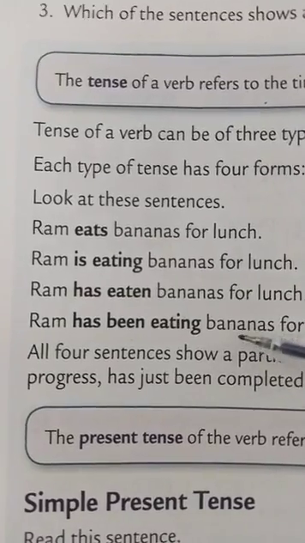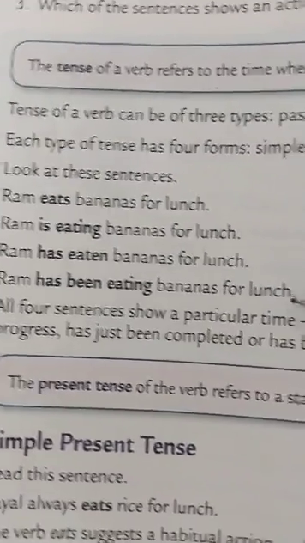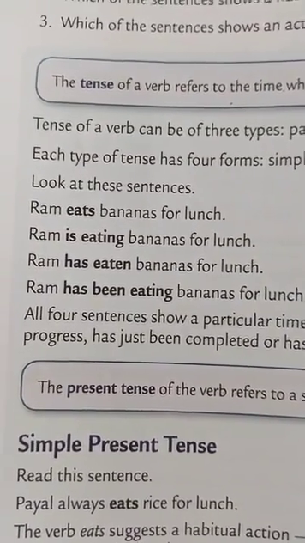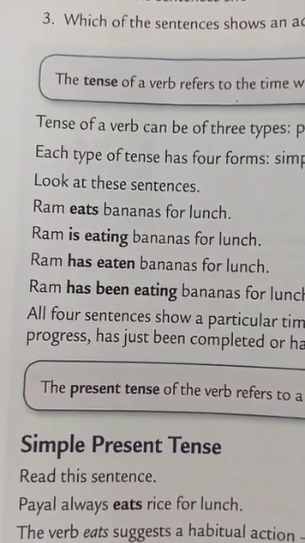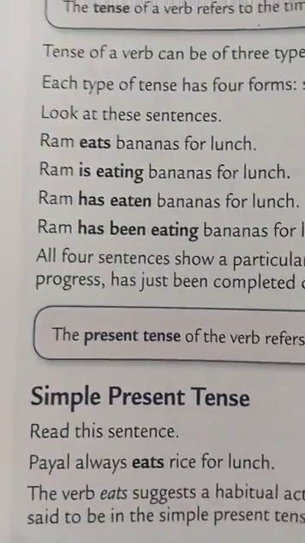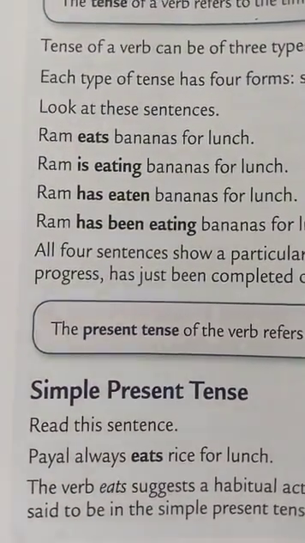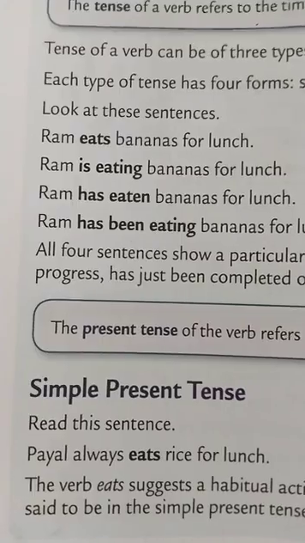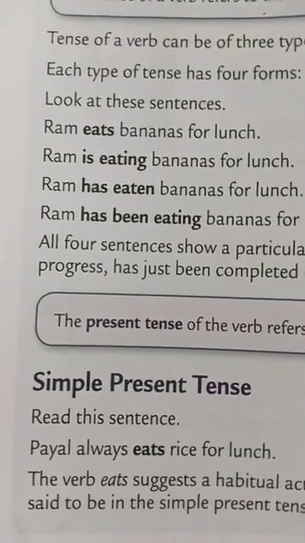And Ram has been eating bananas for lunch. In this sentence, the verb has been eating tells us that the action has been going on for a while. Okay, so I hope that you must have understood how the verb of tense tells us about the time when the action is performed.